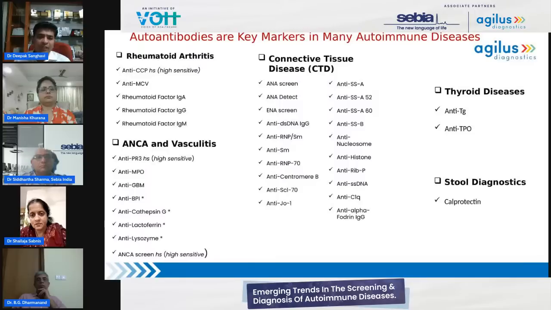We have a list of many markers for different autoimmune disorders which we have to learn as a laboratory. For rheumatoid arthritis, we talk about CCP, rheumatoid factor, and MCV antibodies, that is, anti-vimentin antibodies. When it comes to ANCA, we are talking about PR3, MPO, GBM, cathepsin. For connective tissue disorders, there's a big list of antibodies we have to know: first is the ANA screening, and then dsDNA, RNP70 antibodies, centromere antibodies, Jo-1 antibodies. In thyroid, we are talking about anti-thyroglobulin antibodies and calprotectin testing. Next slide.